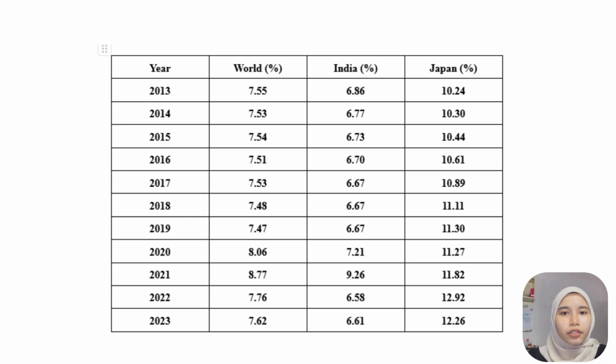The dominant trend observed is the significant impact of the COVID-19 pandemic in 2020 and 2021, which caused a spike in death rates globally, with a notable increase in both India and Japan.